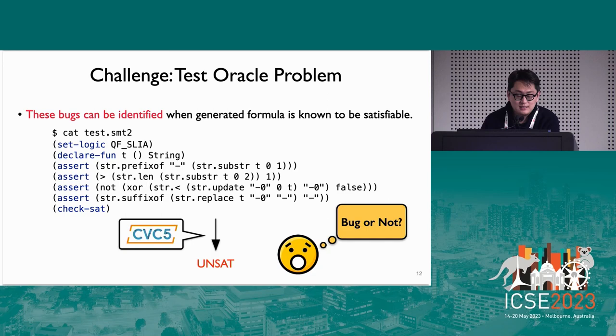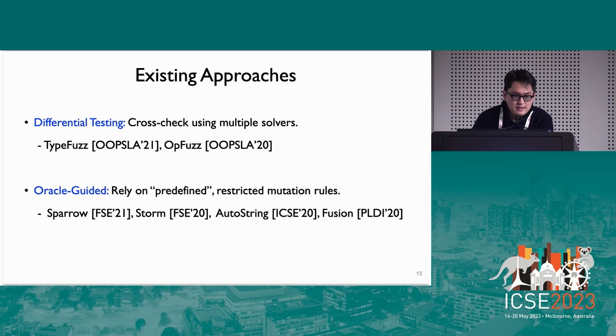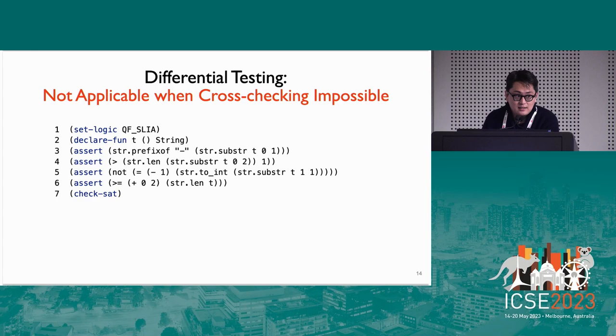To overcome this challenge, many works have been introduced. These works can be classified into two main branches, known as differential testing and oracle-guided testing. Differential testing uses multiple solvers to cross-check the result. And oracle-guided testing relies on predefined and restricted mutation rules to generate results you already know. But each has its own limitation. First, differential testing is not applicable when cross-checking with multiple solvers is not available.